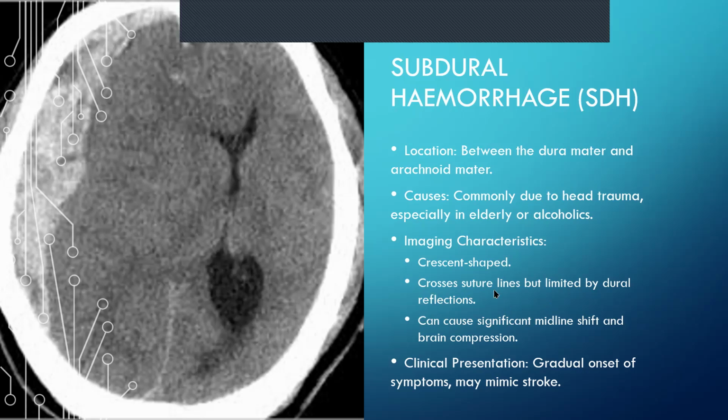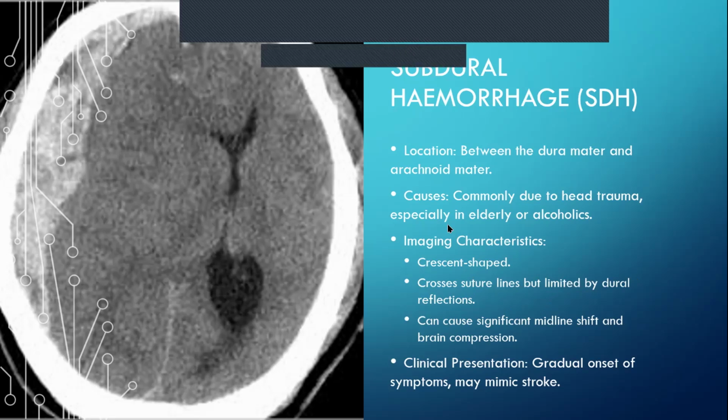Okay. So it does cross the suture lines, but it's limited by the dural reflections. That means where the dura itself invaginates into the brain tissue, it won't cross over that. It can cause significant midline shift and brain compression for the reasons I mentioned, which is that the soft, squishy brain is getting moved out of the way. Clinical presentation: gradual onset of symptoms. It may mimic a stroke in some cases. In other words, your patient may have neurological deficits, not necessarily, but it is quite common.